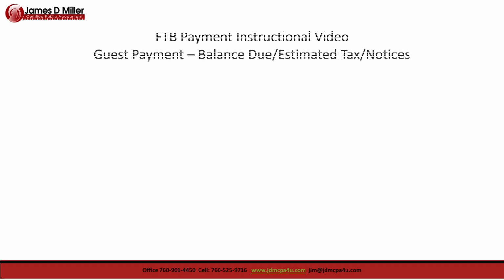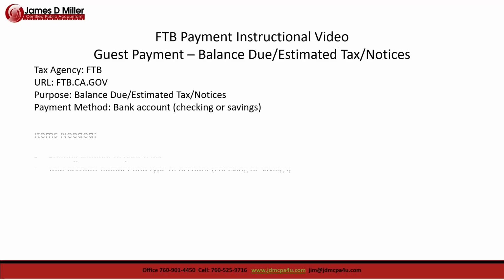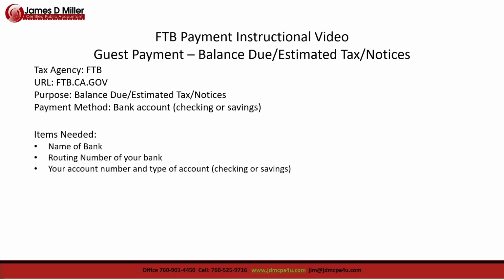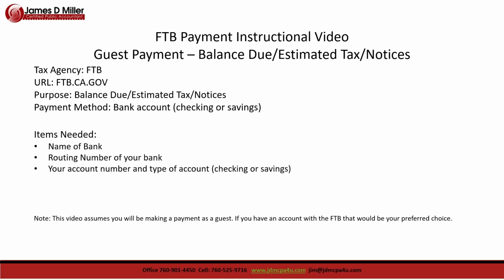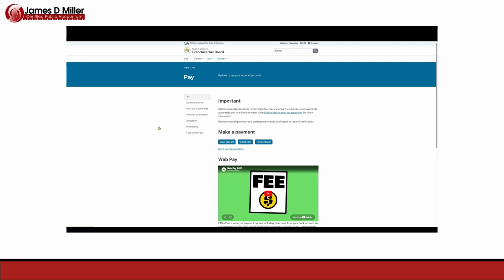The following slideshow is a short tutorial on how to make a payment to the state of California for your LLC. Note that the website is ftb.ca.gov, and you'll also need your banking information: bank name, type of account, routing, and account number. When you go to ftb.ca.gov, you will select Make a Payment, and then you will use Bank Account in this example.